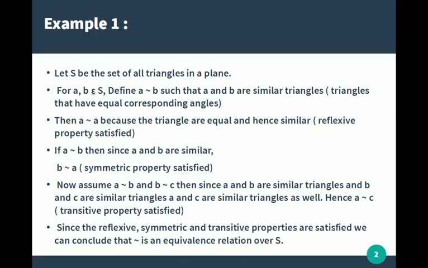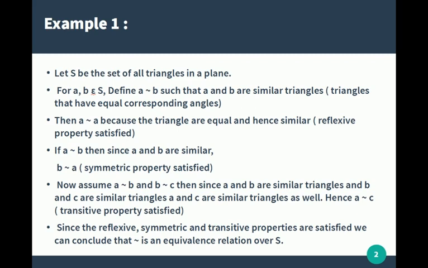Let S be the set of all triangles in a plane. Consider any two arbitrary triangles from the set S. Define a relationship between A and B such that A and B are similar triangles. Similar triangles are those triangles that have corresponding angles equal. Then A is related to A because the triangles are equal and hence similar. Now if A is related to B, then since A and B are similar, B must be related to A as well.